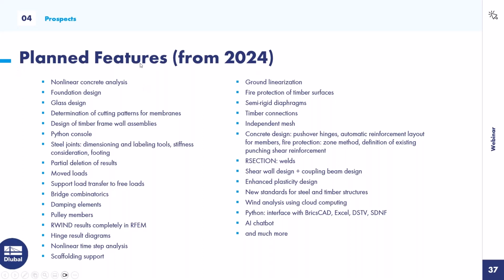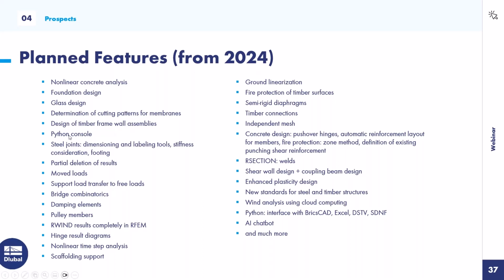That's why I called this headline planned features from the beginning of this year. The first 4 features are add-ons that we offered in RFEM 5, and we will implement them also in RFEM 6. What we also plan is the design of timber frame wall assemblies. That's a typical construction type of prefabricated houses.